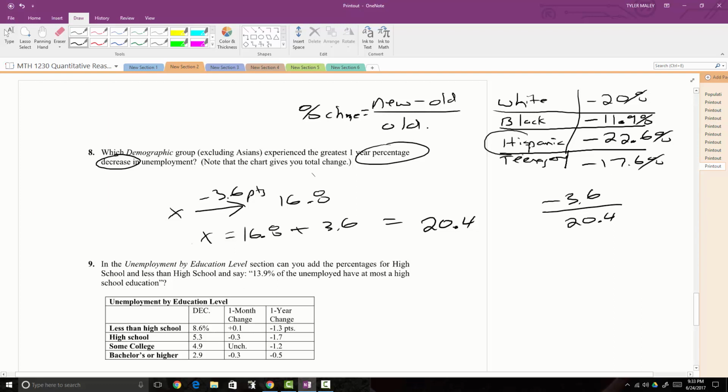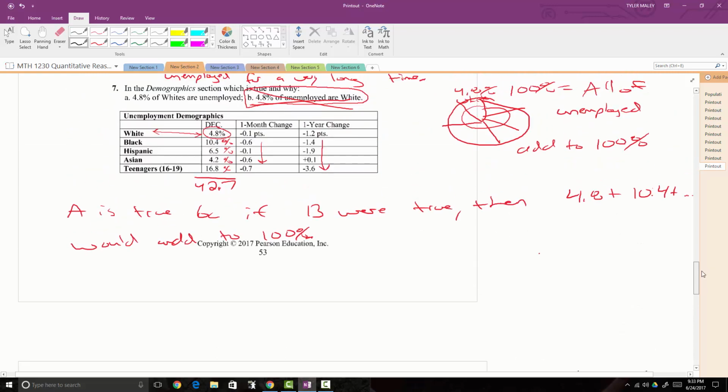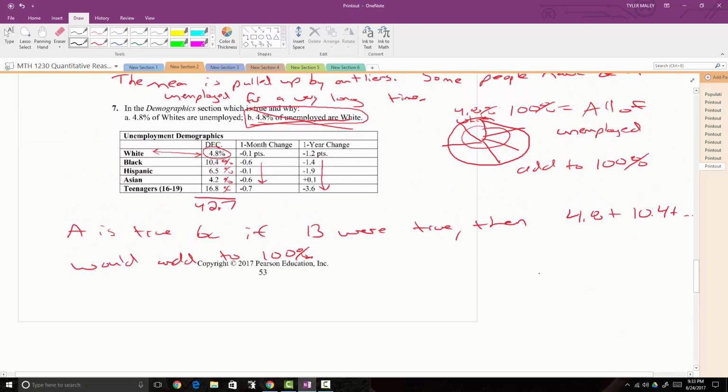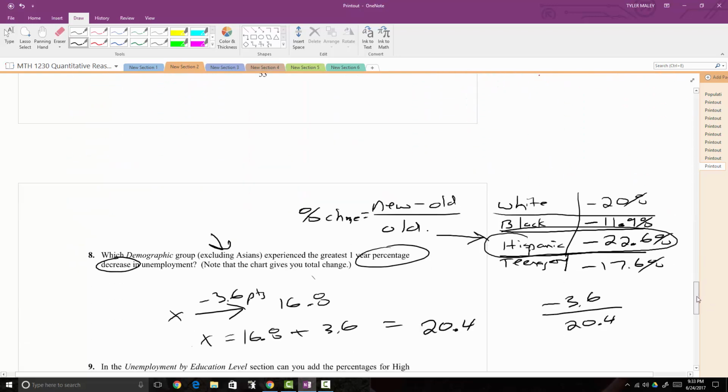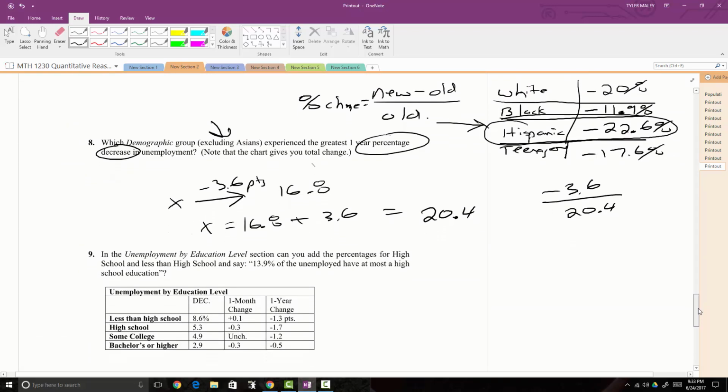So you can easily see that Hispanics had the greatest one-year percent decrease in unemployment. And why do you think we said excluding Asians? If that wasn't obvious to you, if we look above, Asians were the only one that had a positive one-year change. So obviously it wouldn't make sense, if we're looking for who had the greatest decrease, to even consider them, since they went up anyway. They definitely wouldn't win the greatest percent decrease.